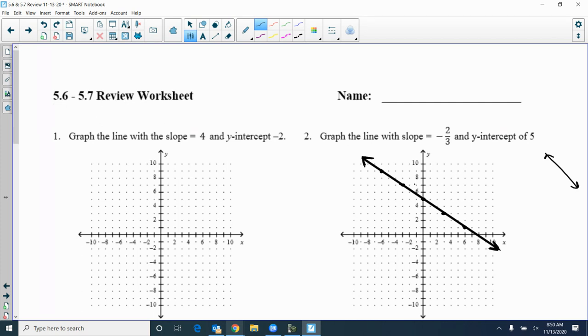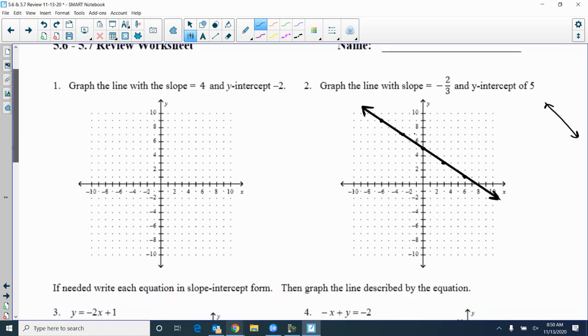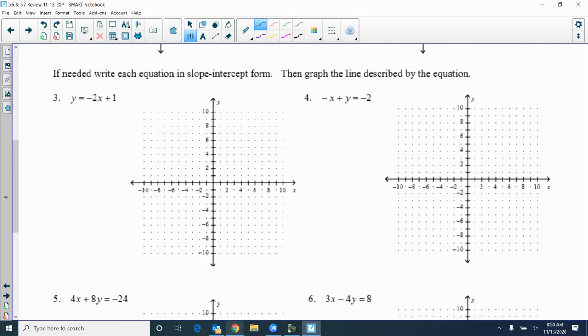Okay, so there you go. So you're just graphing that. You start at the y-intercept, and then you use this slope. All right, let's hop down to number 4.